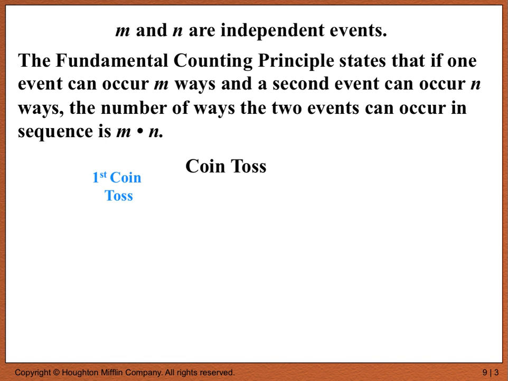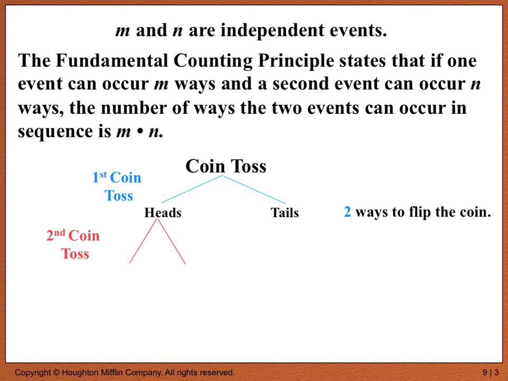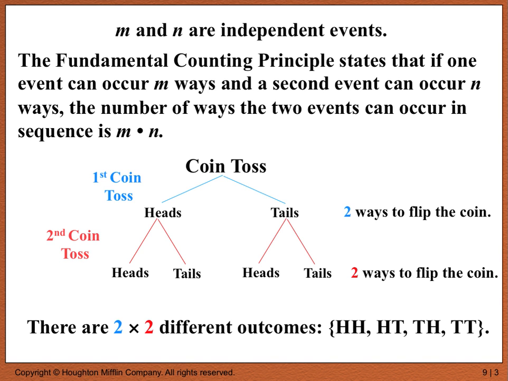So let's look at a coin toss. If we have our first coin toss, we know there are two possibilities, heads or tails. Two ways to flip the coin. And then let's say that I toss the coin again. So I got my result, whatever it is, heads or tails. And then after I get that first result, I toss the coin again, and I can get heads or tails if the first one was heads, and I can get heads or tails if the first one was tails. So there are also two ways to flip the coin. There are 2 times 2 different outcomes, 4 different outcomes: HH, HT, TH, TT.